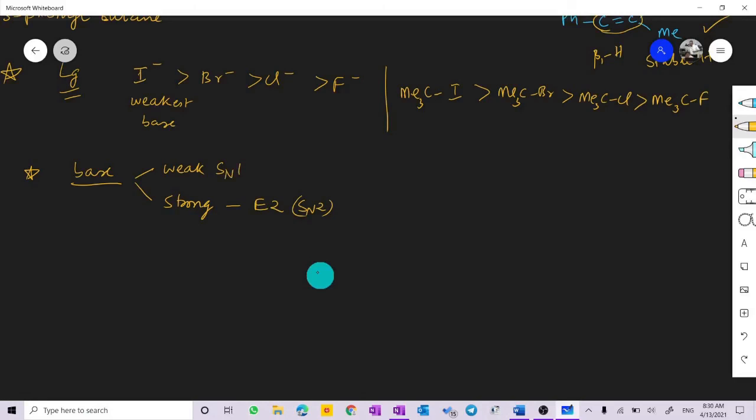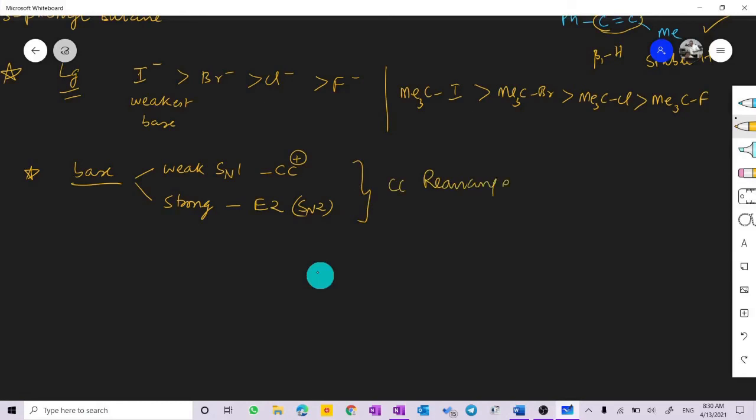Therefore a weak base will favor an SN1 reaction, because SN1 depends upon carbocation stabilization, and it doesn't matter whether the base is strong or weak. A strong base will favor an SN2 reaction. So what is the point here? It means carbocation rearrangement is an essential condition.